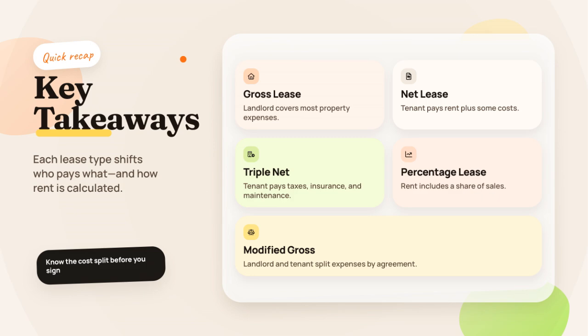It includes rent based on a percentage of the tenant's sales, which is common in retail spaces. Lastly, there's a modified gross lease, where the landlord and tenant split expenses as agreed upon in the lease. The key takeaway here is to fully understand how the costs are divided before you sign any lease, so there are no surprises down the line.